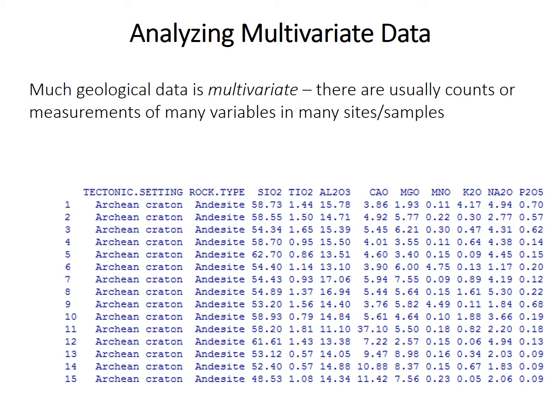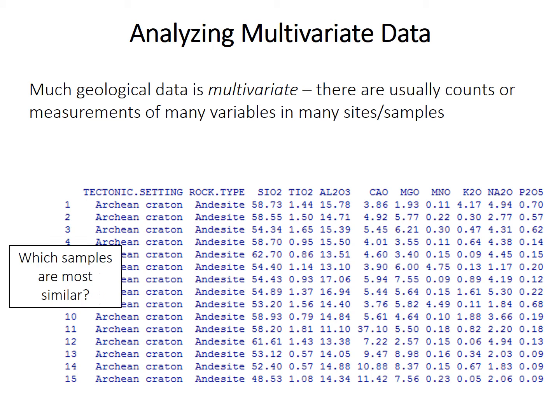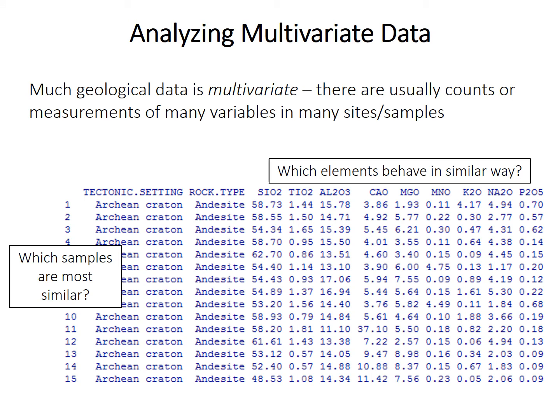So a lot of the data that you encounter as a scientist or a geoscientist is multivariate. There are counts or measurements of many different variables in many different sites or samples. So this type of data is difficult or really often impossible to analyze qualitatively. You can't just look at this and figure out which samples are most similar to each other, or maybe just samples from particular categories, like rock types or tectonic settings in this case, tend to group together. But we also want to know which variables, like elements in this case, behave in a similar way. And by knowing these things, we can tell something about the processes that govern the distribution of these samples and their occurrence and their abundances and so forth.